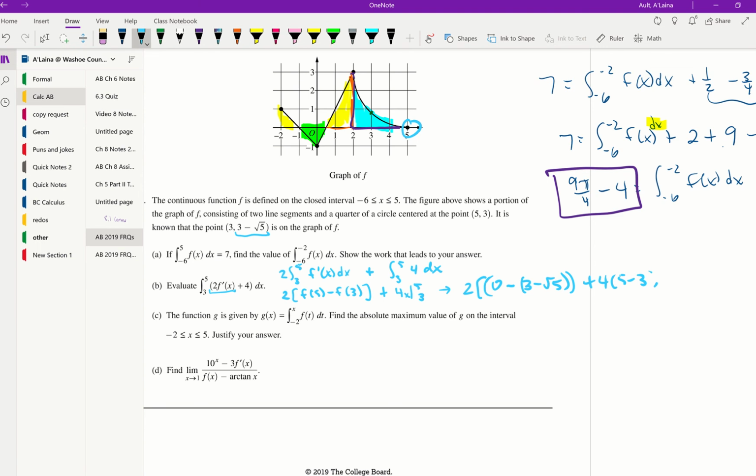You don't have to actually evaluate this. You can leave it just like that. And then you would end up at the very end, if you wanted to continue to do all of your computation there, you could, but you don't have to.